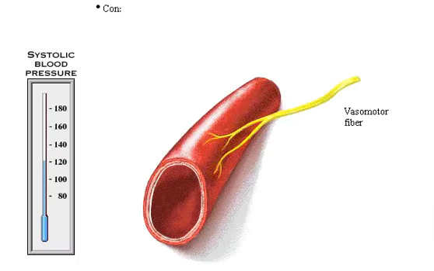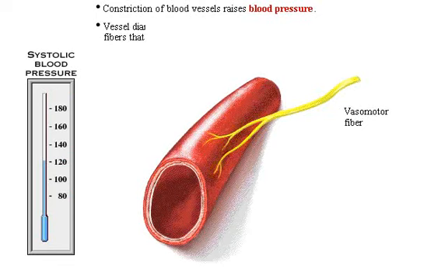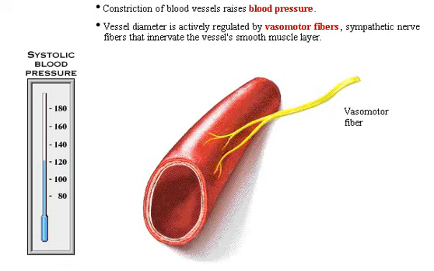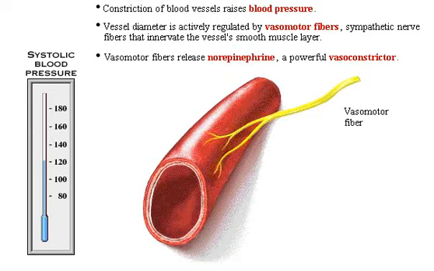In a similar fashion, constriction of blood vessels raises blood pressure. Vessel diameter is actively regulated by vasomotor fibers, sympathetic nerve fibers that innervate the vessel's smooth muscle layer. Vasomotor fibers release norepinephrine, a powerful vasoconstrictor. A vasoconstrictor is a substance that causes blood vessels to constrict.